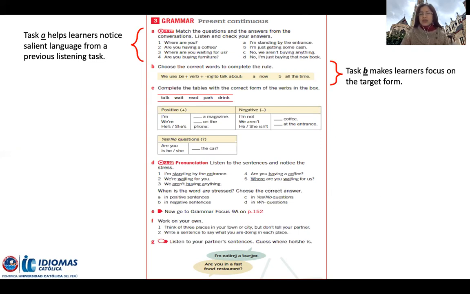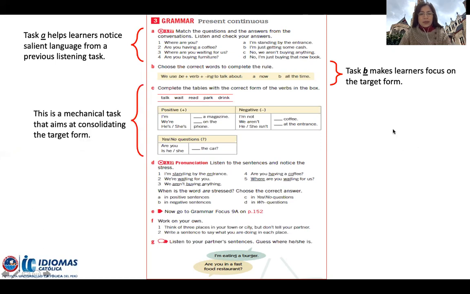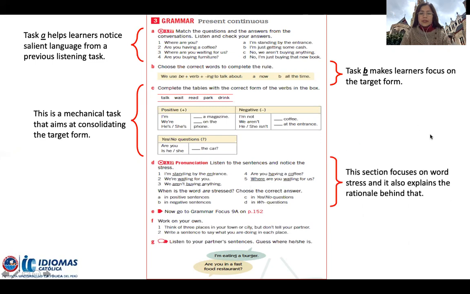Task B, usually they focus on the target form, a simple exercise to raise awareness of that. This is a mechanical task that aims at consolidating the target form. Then there is a section for pronunciation, usually. In this case, word stress. There is usually a grammar focus with mechanical exercises that we usually have to assign for homework later on.